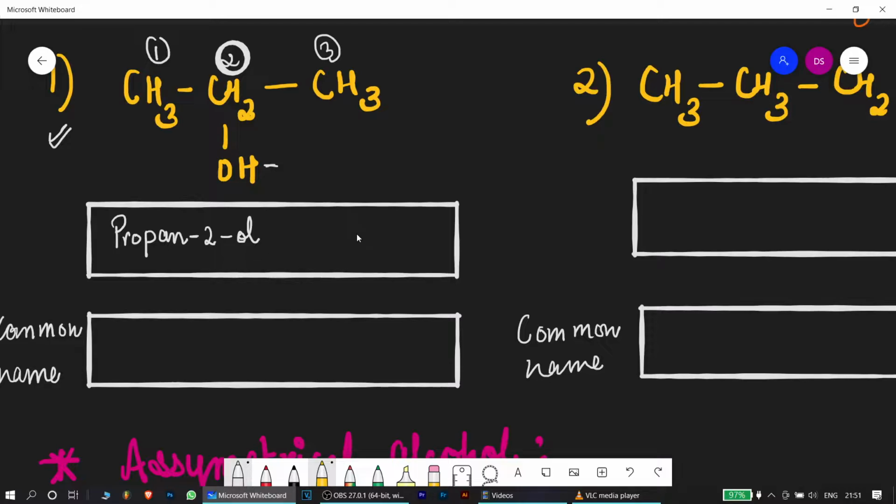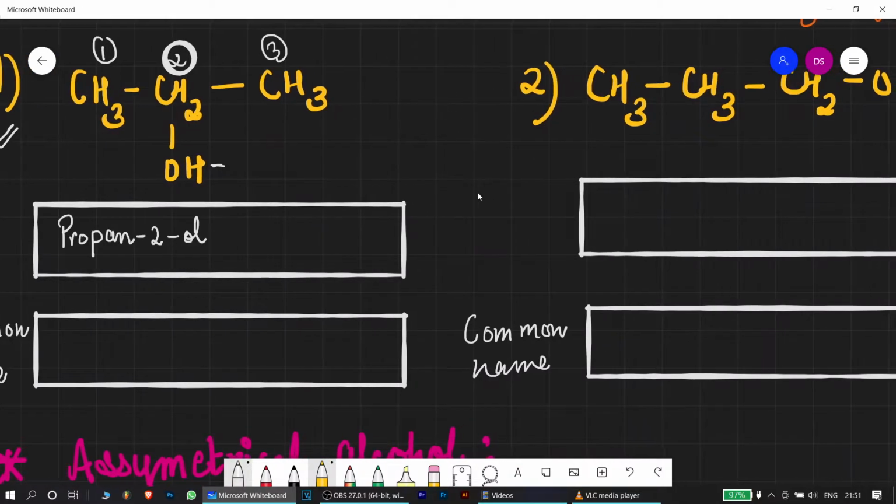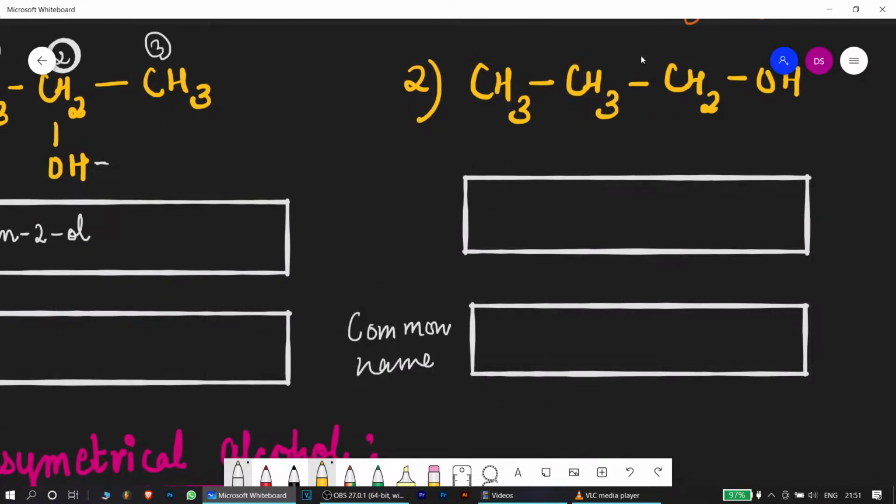Now coming to this one, as you can see over here, this is carbon 1, carbon 2, carbon 3, right? So we can simply see that the OH group is attached to carbon number 1. So we need not write the position. So it is propanol, correct? Or we can also write it as propane-1-ol, correct?